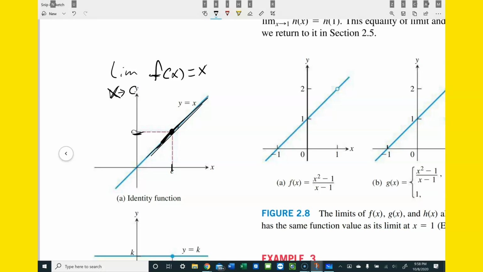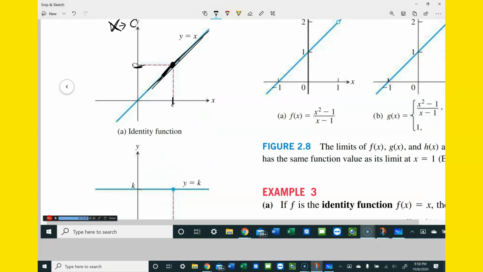Next we say, what if it's the constant function? What if it's f of x equals some constant k? Well, the limit of that as x approaches c, what is this thing going to approach for whatever value x is? It's always going to equal k. The function value is always the same thing. It's always k no matter what x is. Y is always k for the constant function.